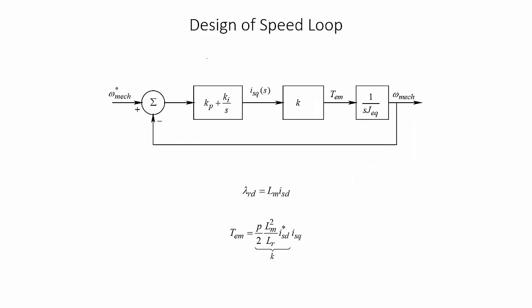The design of the speed PI controller is similar to the design for DC motor drive. We have the KP, KI, which is the PI controller, and we have the mechanical transfer function, which is 1 by SJ, and we have a KT, which is the torque constant, which converts ISQ to electromagnetic torque.